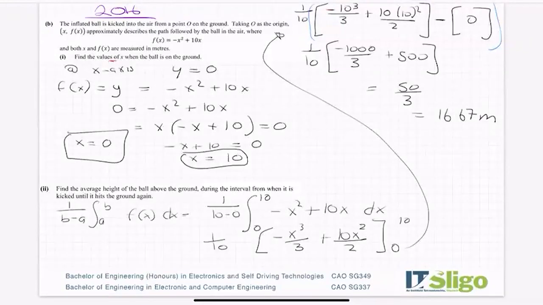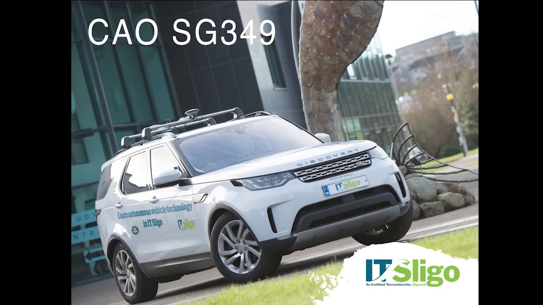Okay, so the average height, you should know it's that formula. You'll always see this keyword average and then interval hints that it's integration, so the area under a curve.